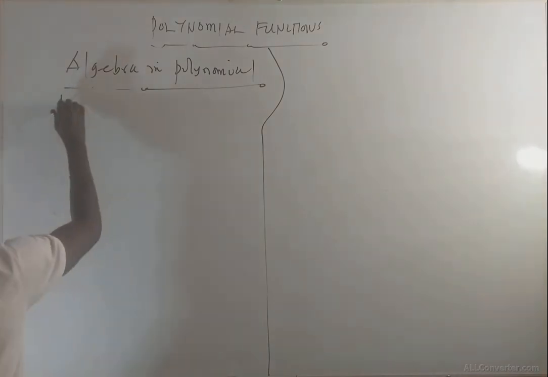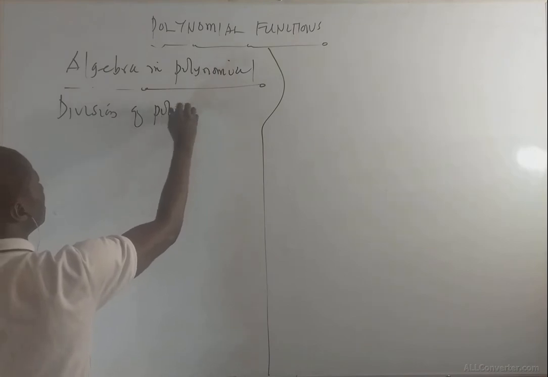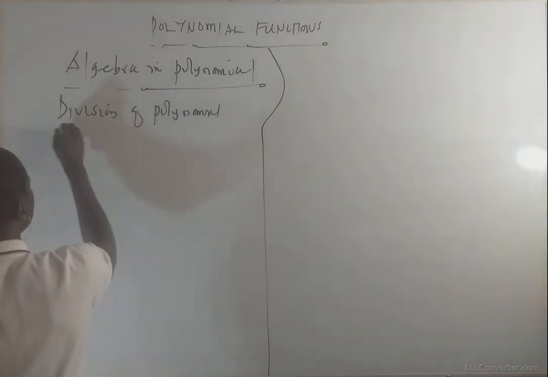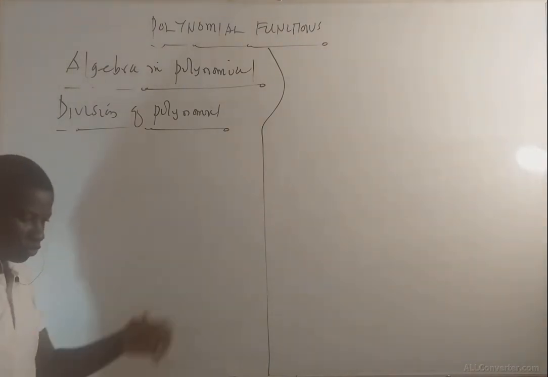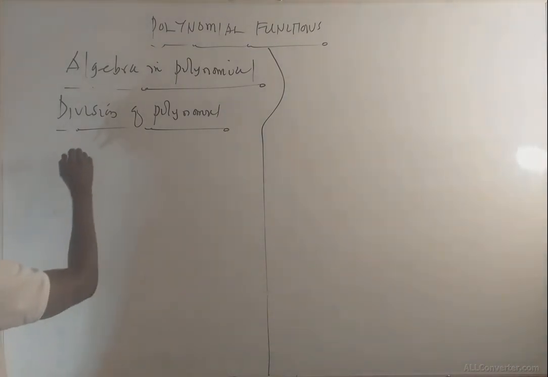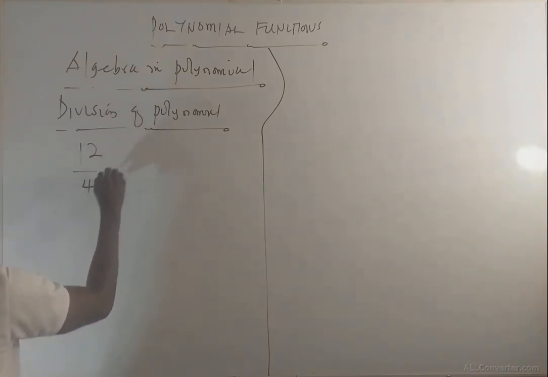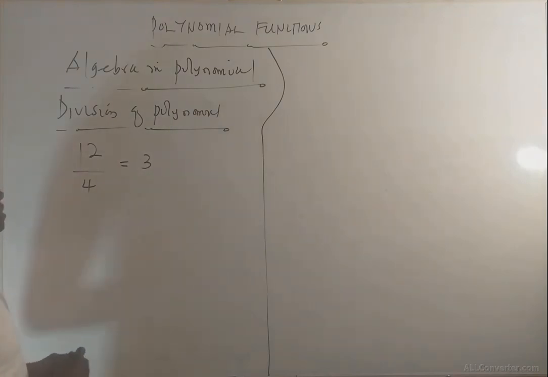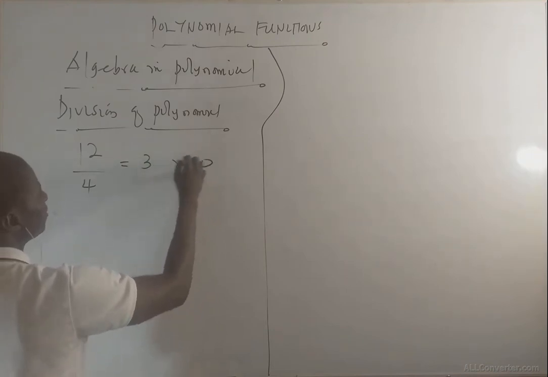Now we are looking at division of polynomials. In general, there is something I want you to understand before we even start. Let's assume that we have 12 divided by 4. The answer is 3. That means that 4 goes into 12 three times. The remainder is 0.